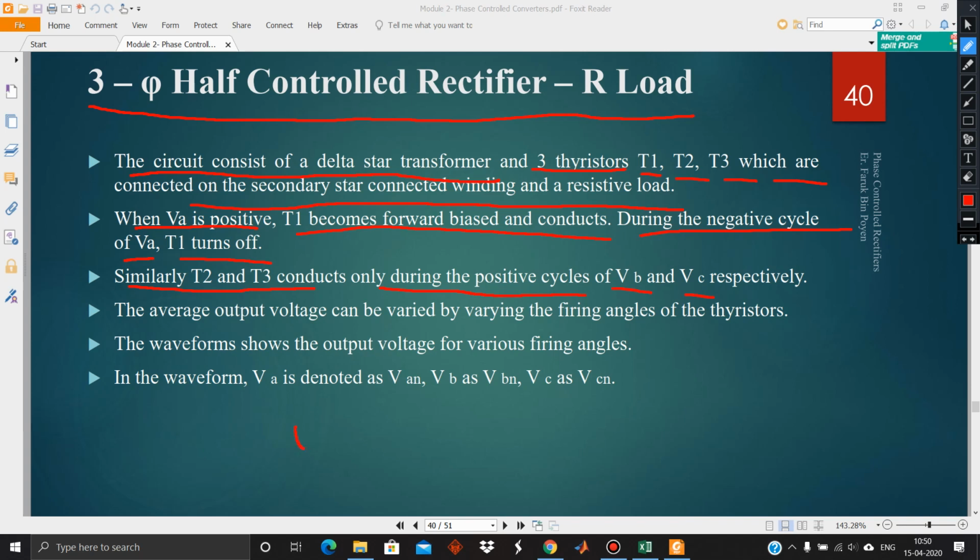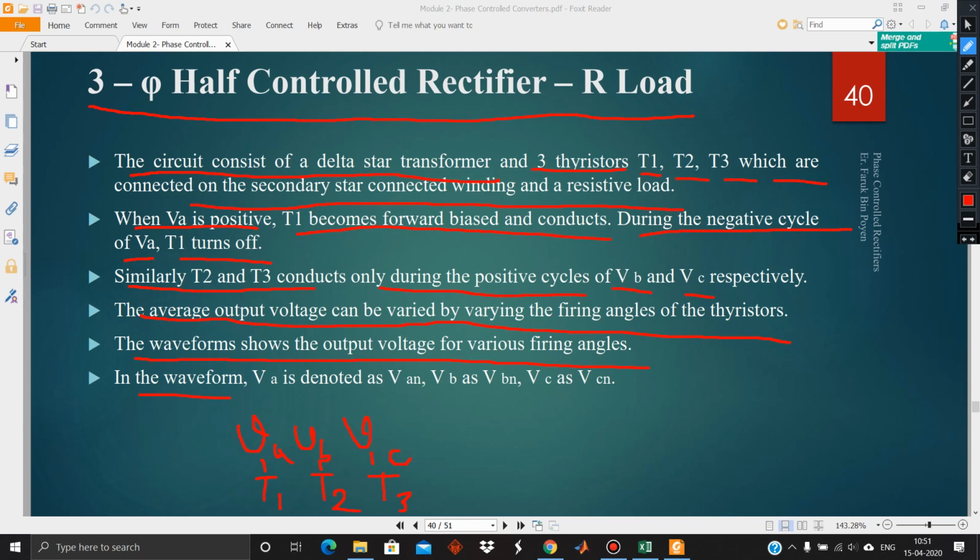So there are three voltages for each phase. So for three phases there are three voltages: VA, VB and VC. So T1, T2 and T3 are directly correlated with each of these voltages. The average output voltage can be varied by varying the firing angles of the thyristors. The waveform shows the output voltage for different firing angles.